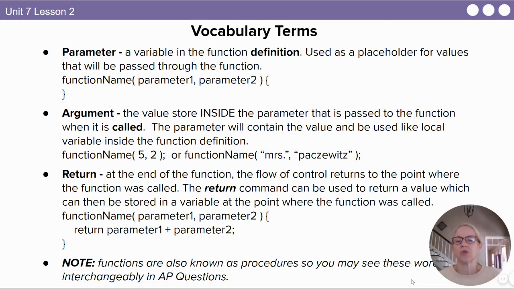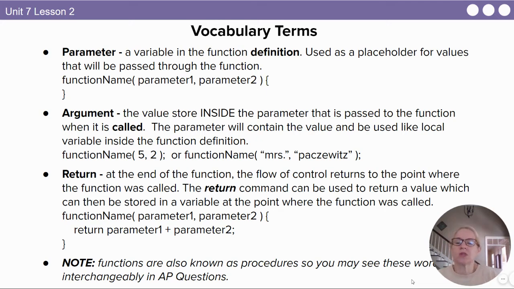A parameter is a variable in the function definition. It's used as a placeholder for values that will be passed through to the function. So here's an example of a function definition, function name, and in the parentheses, we didn't have anything in the parentheses before. We'll have parameters, parameter 1, parameter 2, etc.